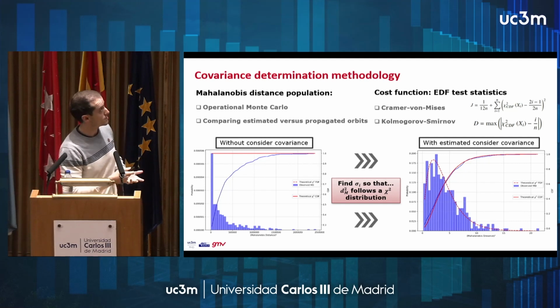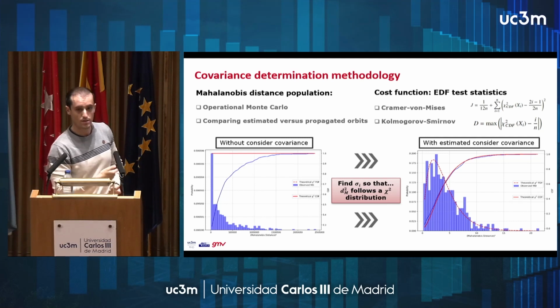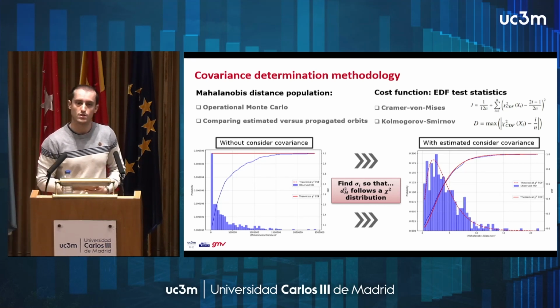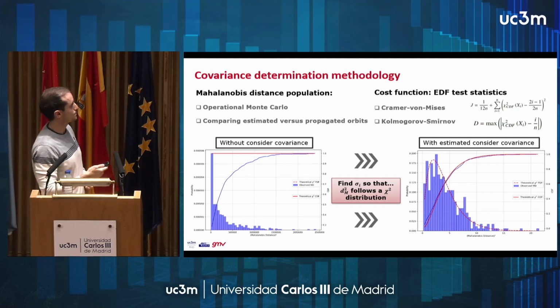with Mahalanobis distances. Then, if we have a cost function statistic, such as Cramér-von Mises or Kolmogorov-Smirnov, we can try and estimate the missing variance so that our initial, very badly distributed Mahalanobis distances are finally able to represent the expected theoretical behavior of a chi-square distribution, which is shown here in the red line. So our blue, the observed Mahalanobis distribution, is now much more similar to the theory, so it's more realistic. This is what we're trying to do operationally, and in different scenarios.